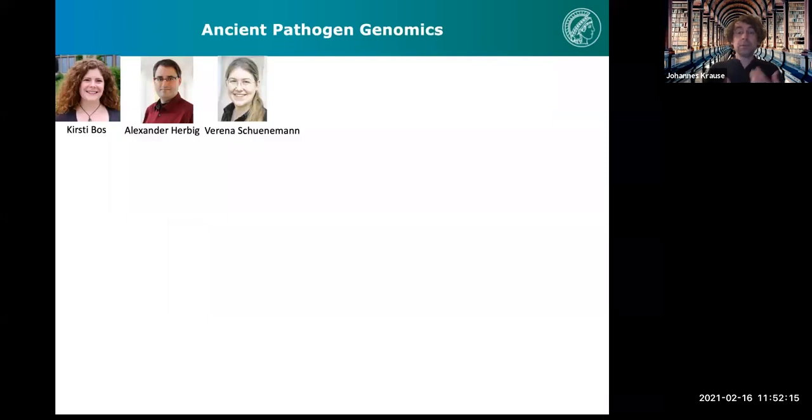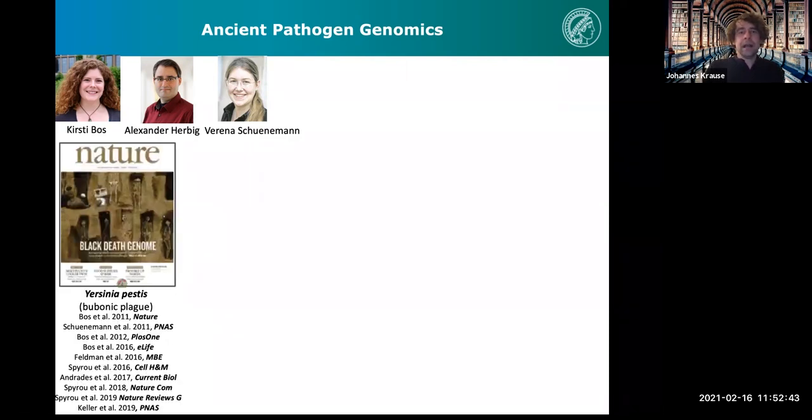And I've been doing this work largely with those three colleagues. Kirsty and Alexander are currently also group leaders in our Institute for Evolutionary Anthropology at Leipzig, the Max Planck Institute, but also with Verena, who was my first PhD student actually 10 years ago, and now she's a professor in Zurich, but we're still collaborating. In fact, I just came off the telephone with her 5 minutes before the presentation, so I was still interacting really well.